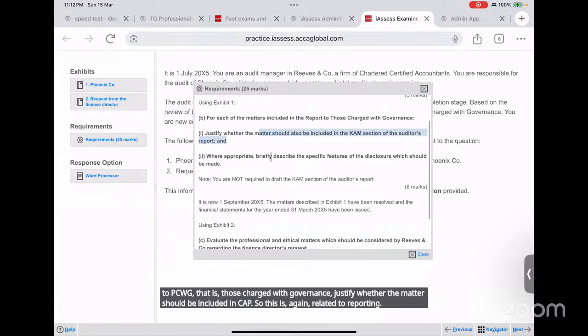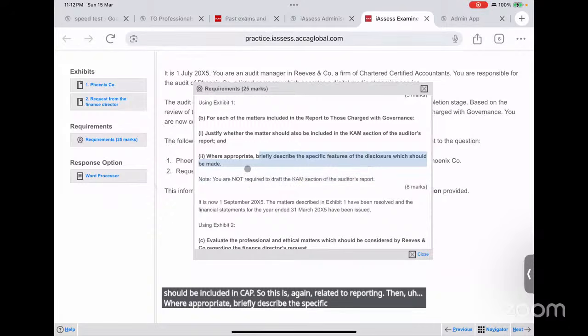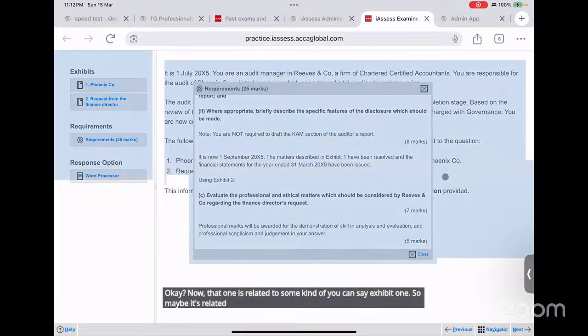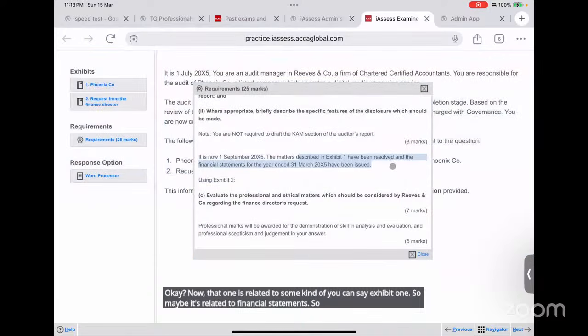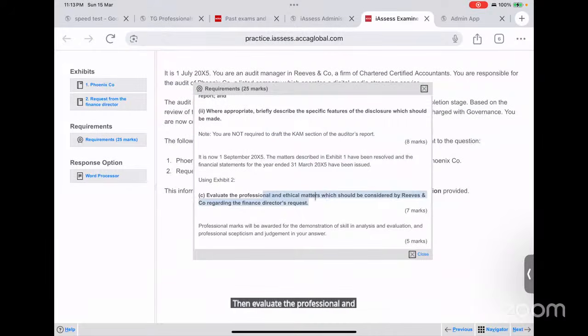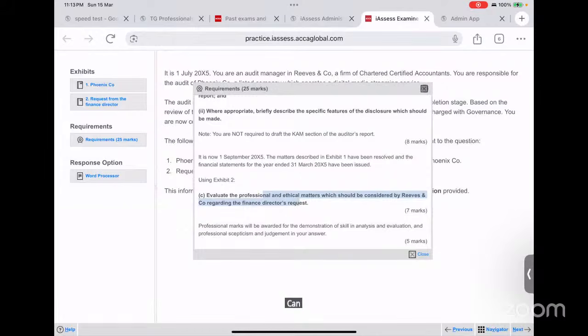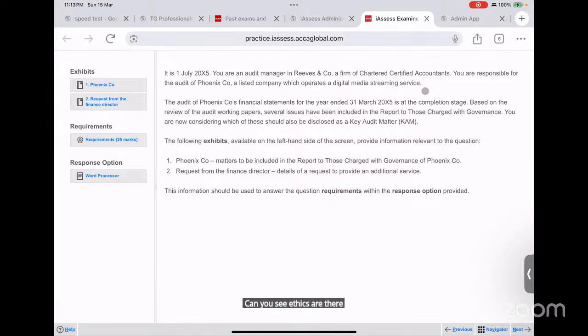Then, where appropriate, briefly describe the specific features of the disclosure. Now that one is related to some kind of, you can say, Exhibit 1. So maybe it's related to financial statements. So IFRS related question. Then evaluate the professional and ethical matters which should be considered by Reeves and Co regarding the finance director's request. Again, ethics are here. Can you see ethics are there in all the questions?